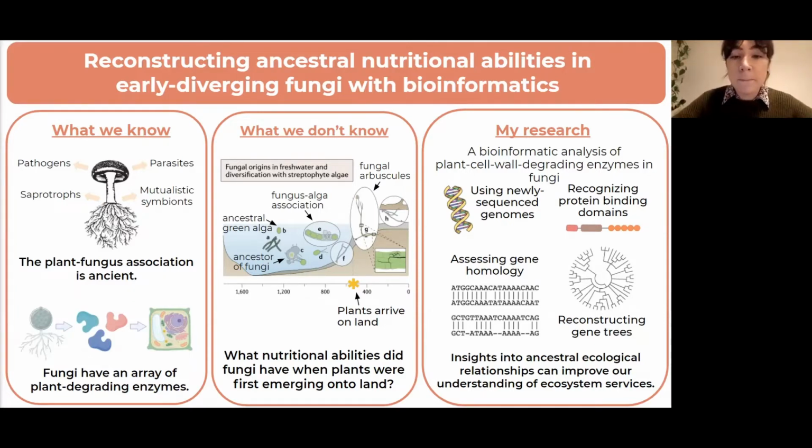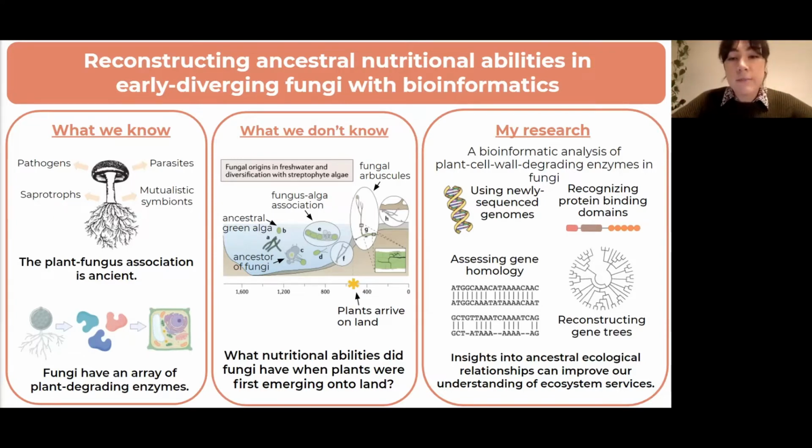So we know that the plant-fungus association is ancient, dating back to even before plants emerged onto land, shown in the middle panel by this timeline of early evolution that depicts ancestral green algae and fungi interacting in freshwater environments. And there's fossil evidence that even the earliest land plants formed mycorrhizal symbioses with fungi. But what we don't know is what kinds of digestive enzymes ancient fungi may have had in their arsenal around the time plants were first making their way onto land, and what role fungi may have played in the development of the first terrestrial ecosystems.